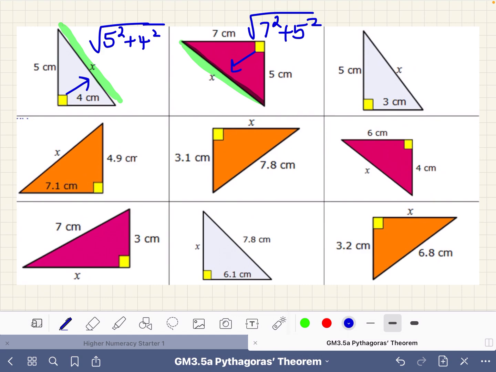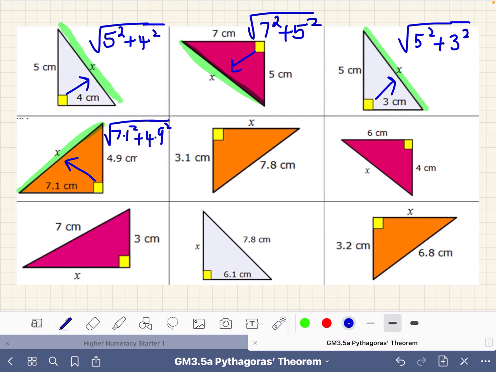Next question. I identify the hypotenuse, which is across from the right angle. X is the hypotenuse, which means I need to square 5 and add the square of 3. Next question. Identify the hypotenuse. This time again, it is an x, which means I'm trying to find that value. That means I need to square 7.1 and add the square of 4.9.